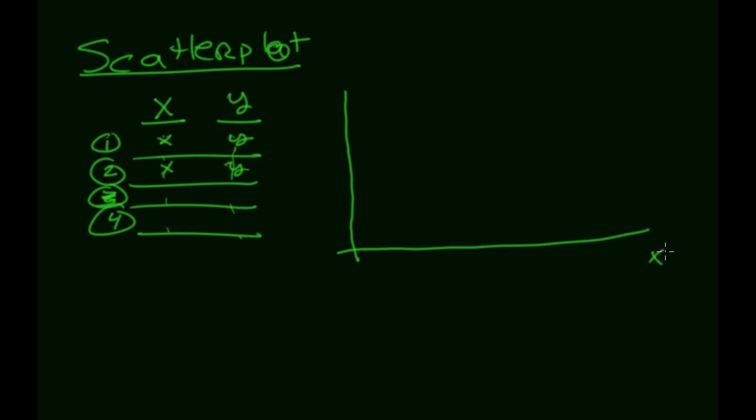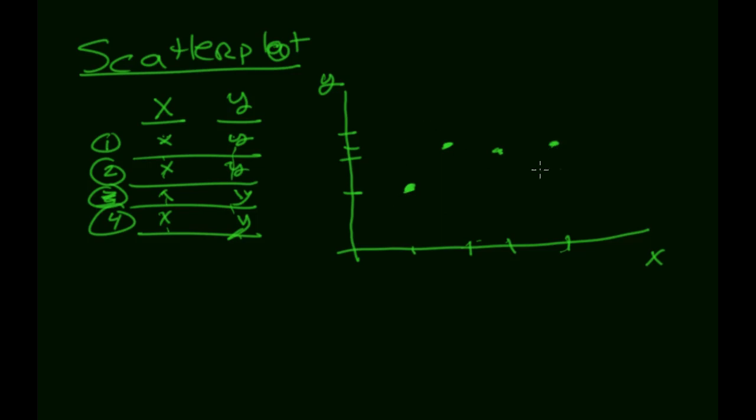Okay, what we do is, this is numeric, right? We put the x values along this axis, the y values along this axis, and for each of these individuals, we find their x value and we find their y value, and we put a point. That might be the point for person number 1, and number 2 in my list might be a point there, number 3 could be a point here, and maybe number 4 might be a point here.